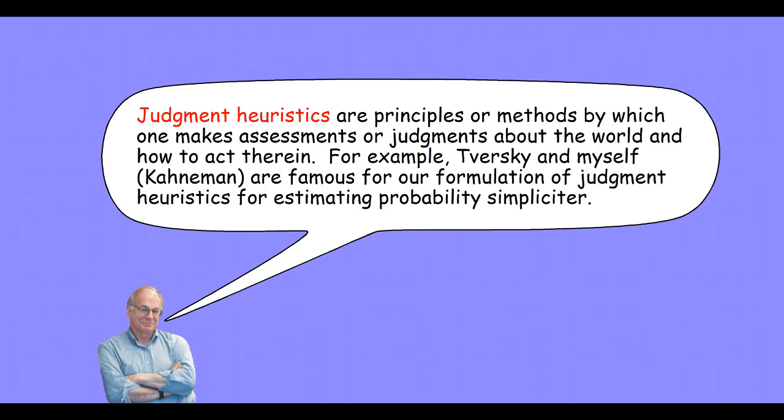So this is Daniel Kahneman, and I'll use him to some extent as a spokesperson for this material since he did win the Nobel Prize for this and other work. Judgment heuristics are principles or methods by which one makes assessments or judgments about the world and how to act therein. So for example, he and Tversky are famous for their formulation of judgment heuristics for estimating probability simpliciter.